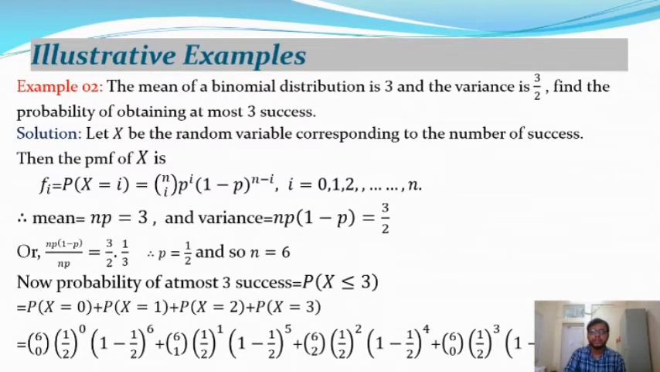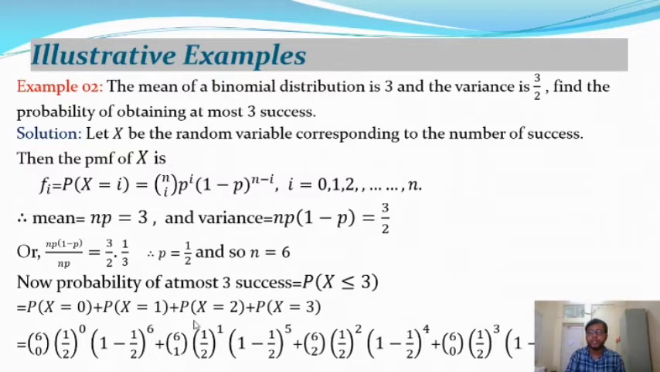Okay, so in a binomial distribution, probability of x equal to 0, that means n is 6, 0, and p is equal to 1 by 2, so 6c0 (1 by 2) to the power 0 into (1 minus 1 by 2) to the power 6. And for probability of x equal to 1, the binomial distribution will be 6c1 (1 by 2) to the power 1 into (1 minus 1 by 2) to the power 6 minus 1, that means 5.